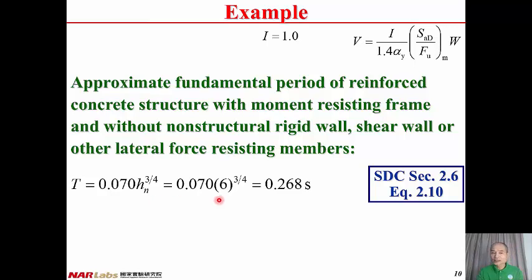In this case, Hn is 6 meters. Therefore, T equal to 0.07 times 6 to the power 3 divided by 4 equal to 0.268 seconds.